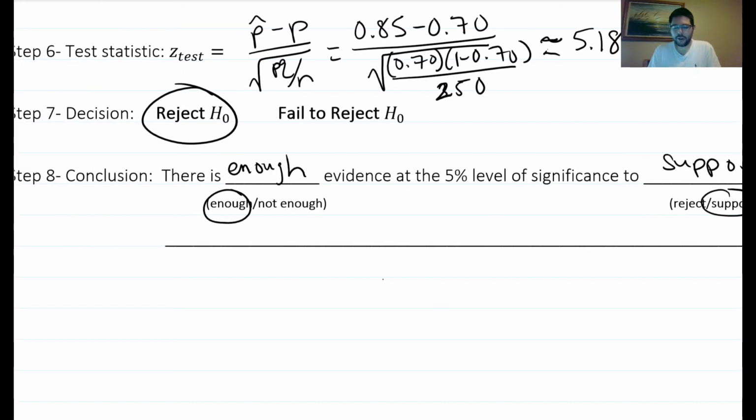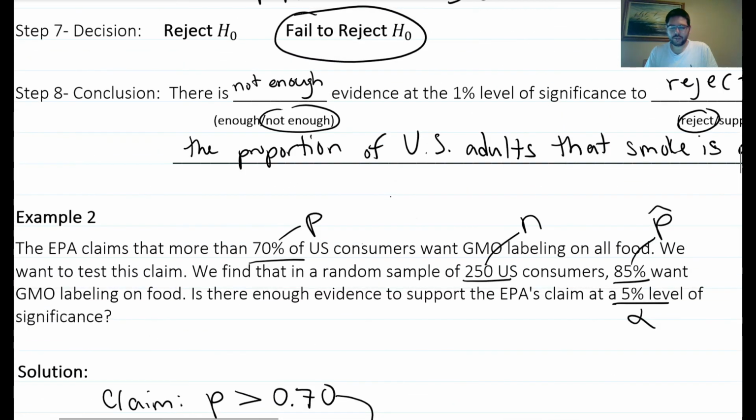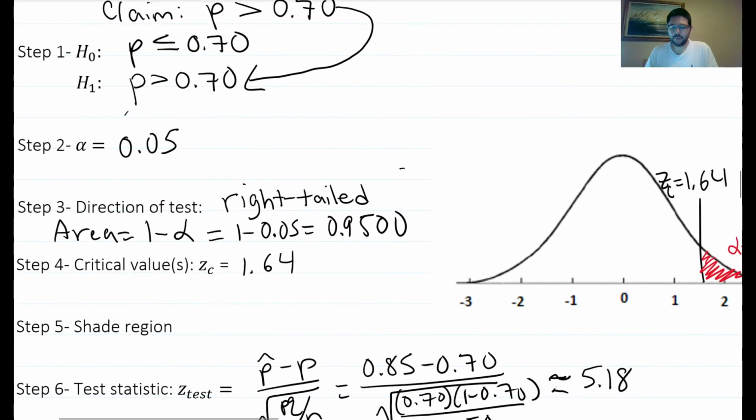that, and then we'll write our claim down. So it says it was the EPA's claim that the proportion of US consumers who want GMO labeling is more than 70%.